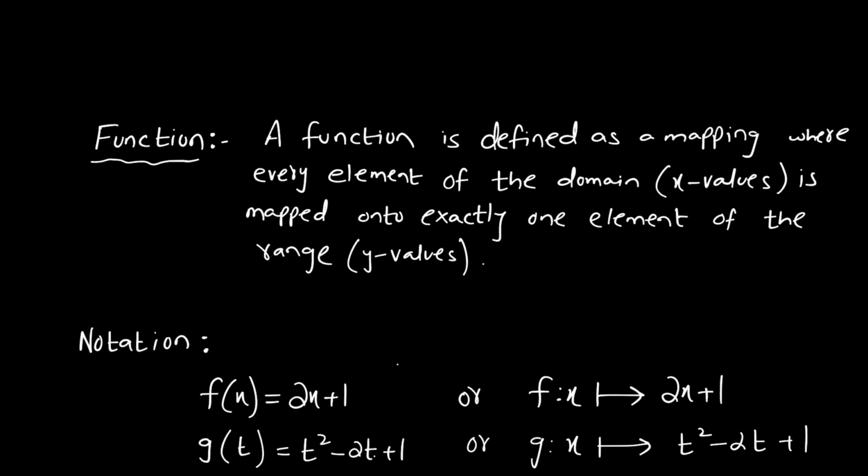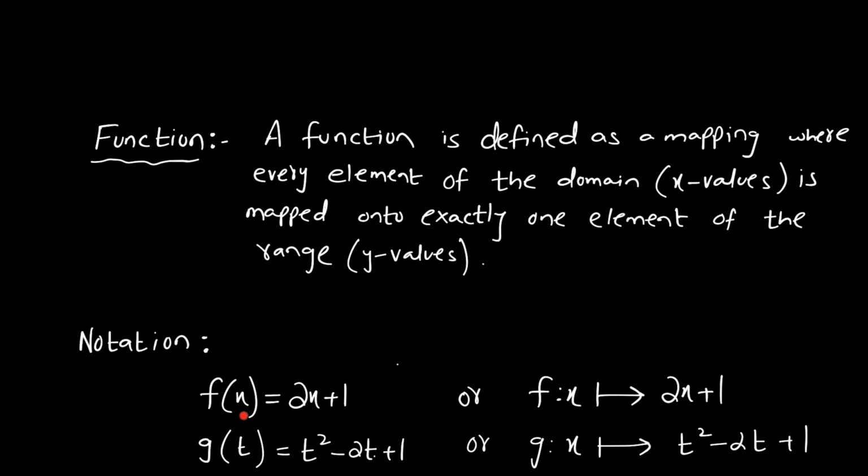So let's get started. A function is defined as a mapping where every element of the domain, meaning the x values, is mapped onto exactly one element of the range, which is the y values. So clearly domain are the inputs, that are the x values, and range are the y values. These are the output. Now there are ways of writing a function.